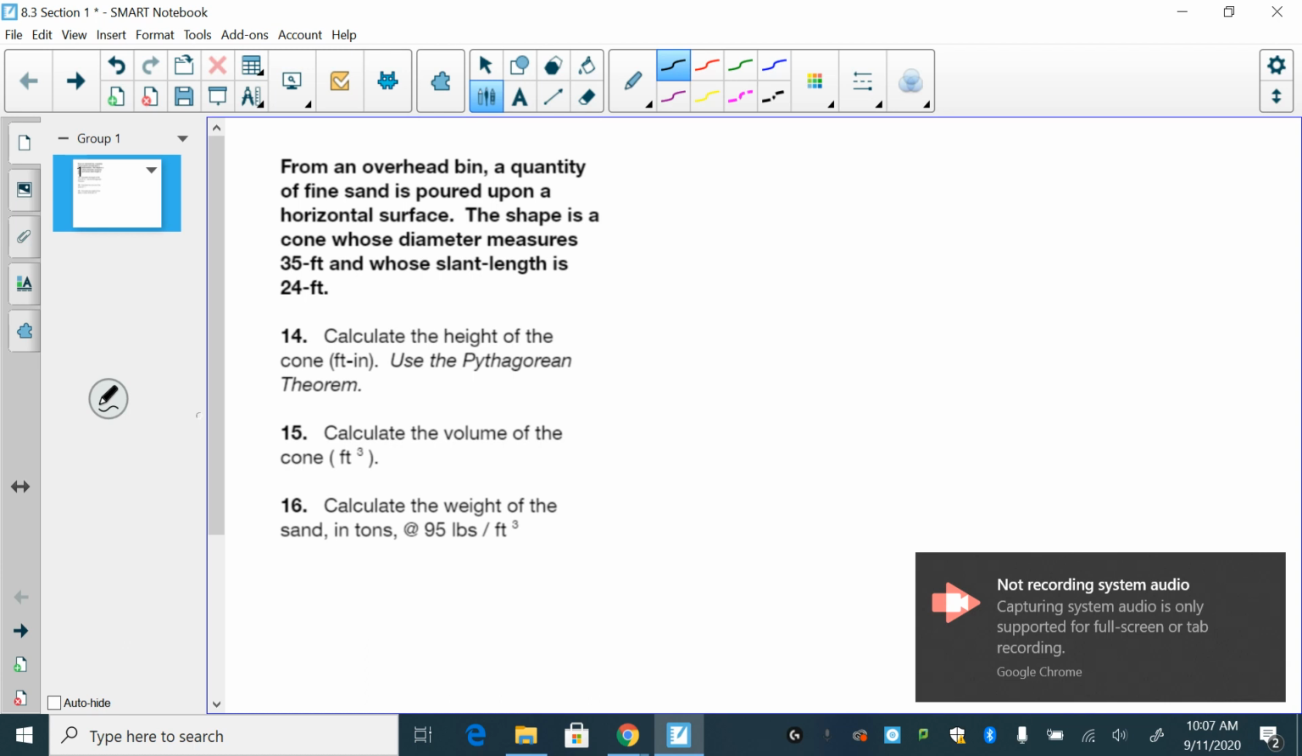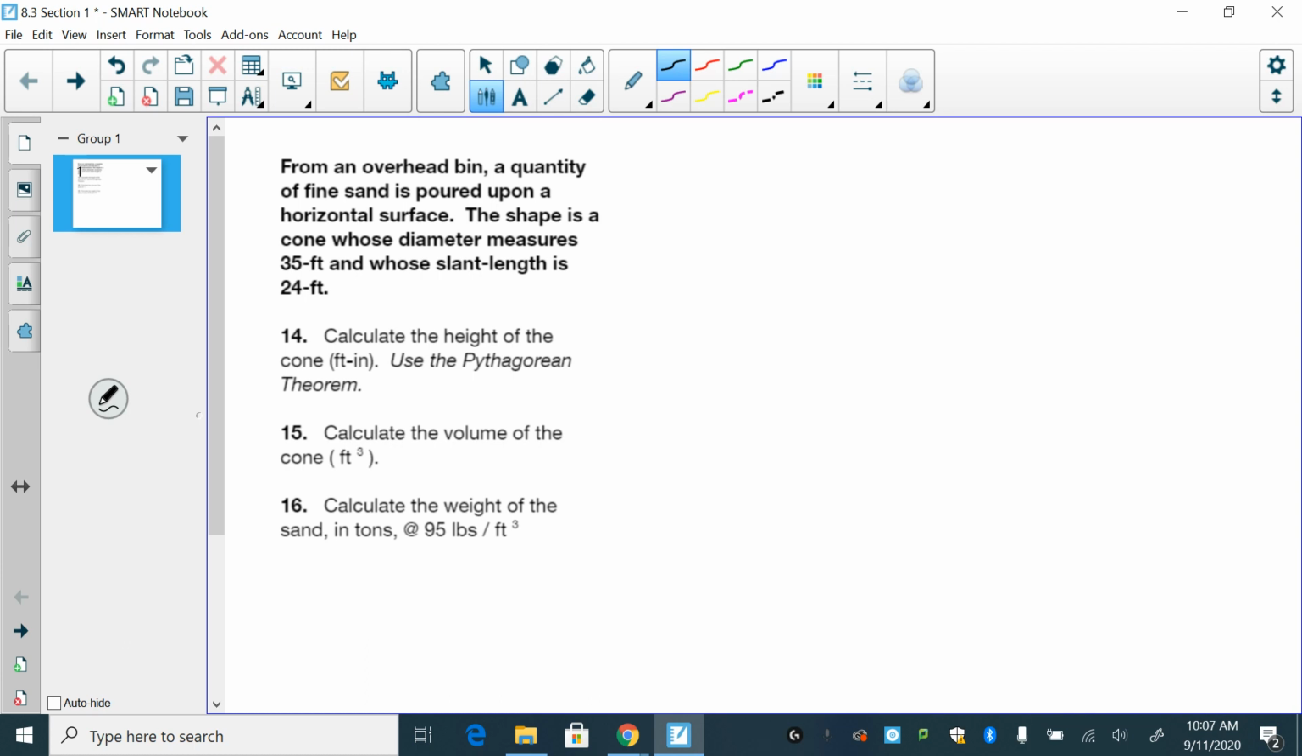An overhead bin, a quantity of fine sand is poured upon a horizontal surface. The shape is a cone. So let's draw a cone. And so what we're saying is we're trying to pour some sand over here. So this is your horizontal surface. And basically it's going to filter through the sand. So the sand would go through it. So you have just pure sand and it would just get rid of any larger particles.